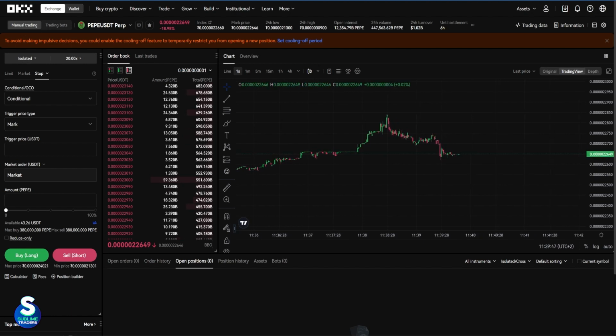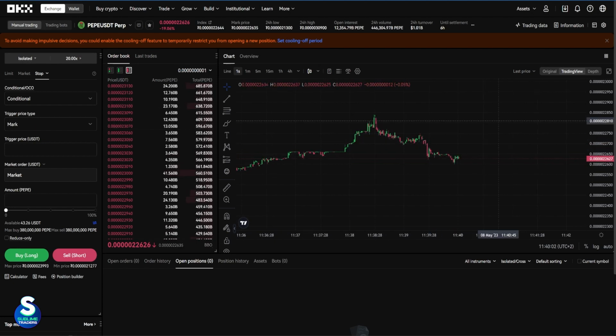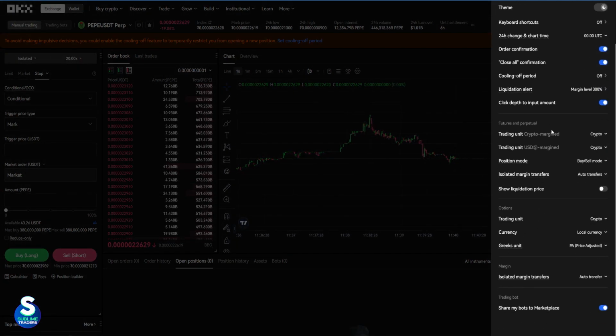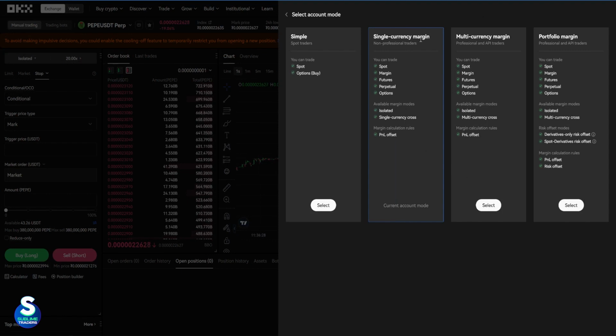First, you will need an OkEx account. If you don't have one, just create one. Second of all, you will need futures access for that account. You will need to configure your account in order to get futures access, and this is done through the settings wheel right here, and you set your account mode to single currency margin or whatever other margin you want. This will enable you to trade futures as well.